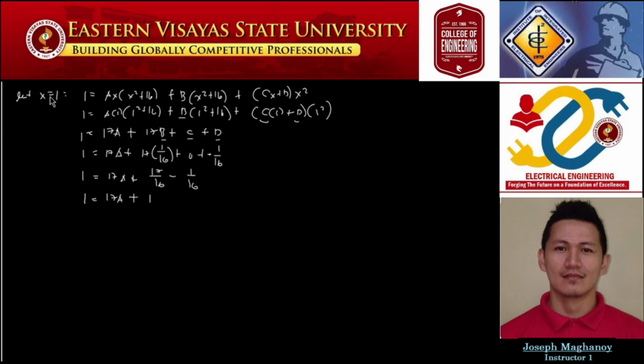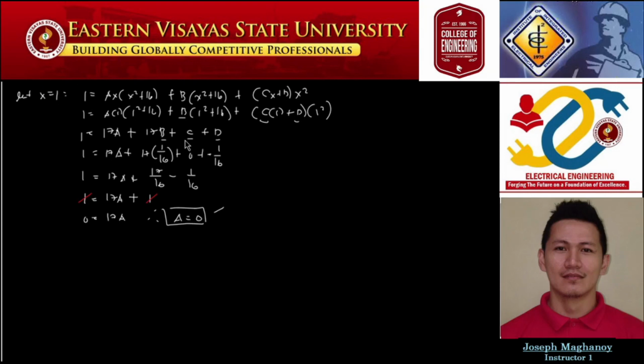Okay, so it means we cancel out 1 on both sides. So the remaining is 0 is equal to 17a. So finally, our A is equal to 0, since 0 over 17 is still 0. So we are complete. We have a value for A, B, C, and D.